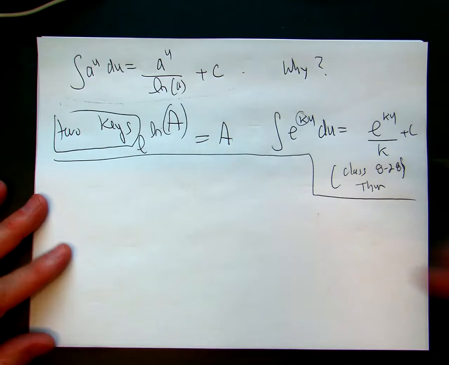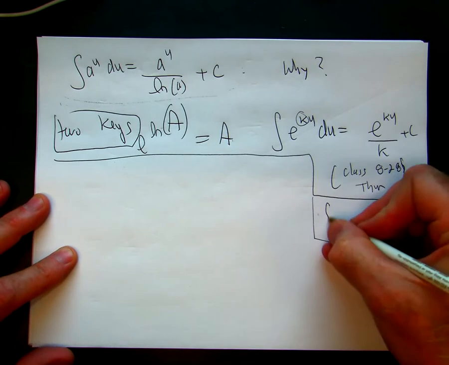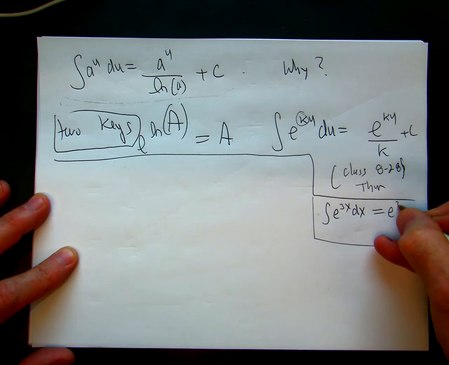So let's go through that. I don't know, just real quickly what this means. Something like this: the integral of e to the 3x dx would be e to the 3x over 3 plus our constant.